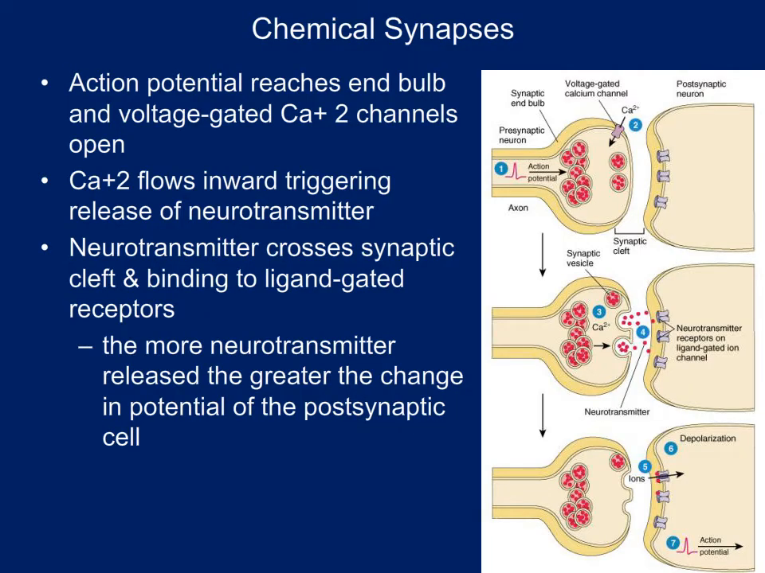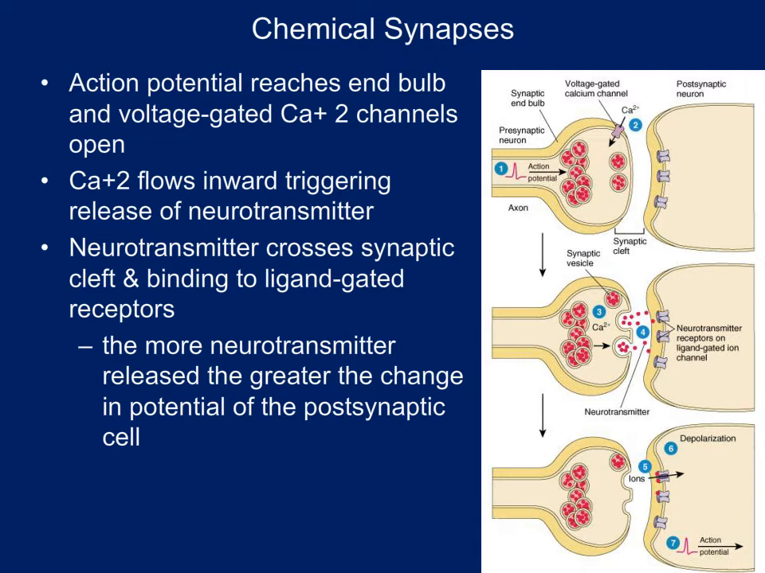This slide just shows a summary of the events that occurred in a chemical synapse. Again, we can see the presynaptic neuron on the left side of the screen and the postsynaptic neuron on the right side of the screen. Initially, we have an action potential traveling down the axon of that presynaptic neuron. Now, once it reaches the end bulb, it will cause an influx of calcium into the axon bulb. This influx of calcium will then cause the release of vesicles of neurotransmitter.